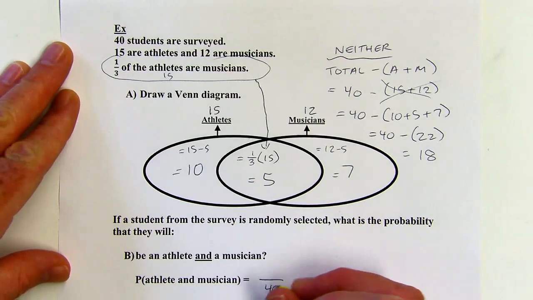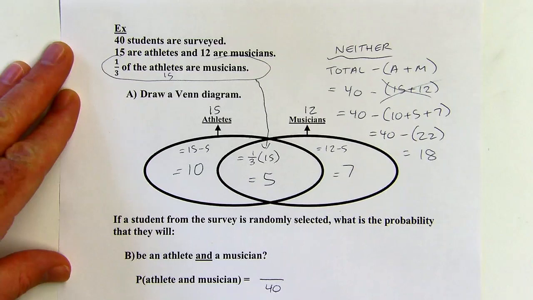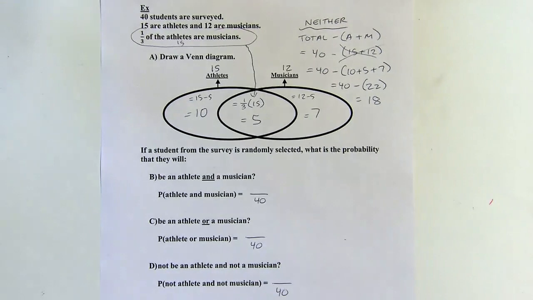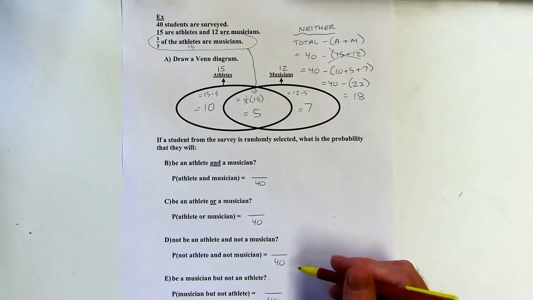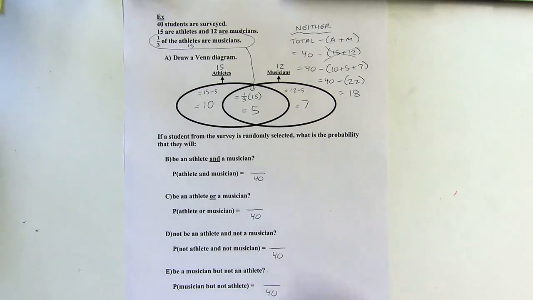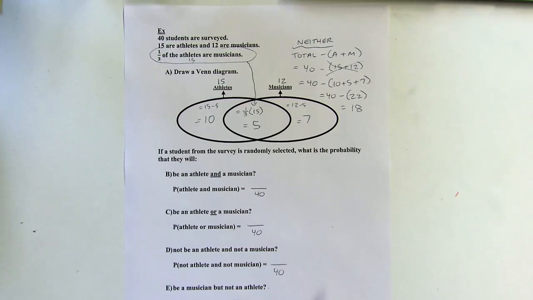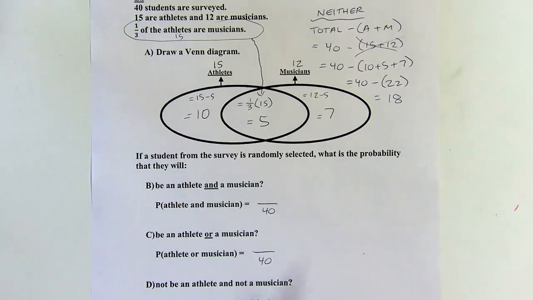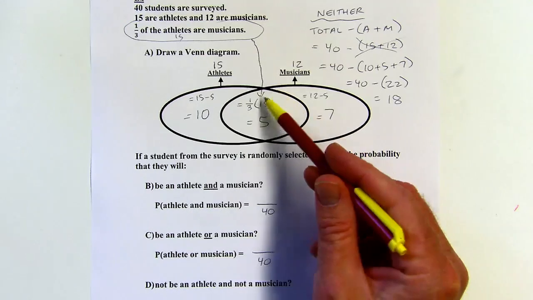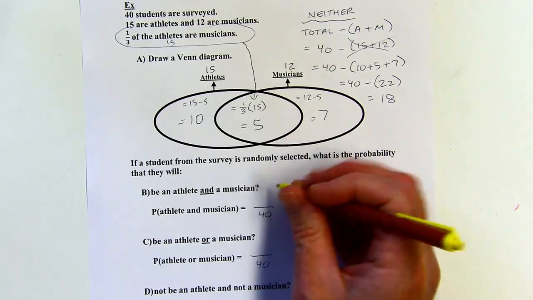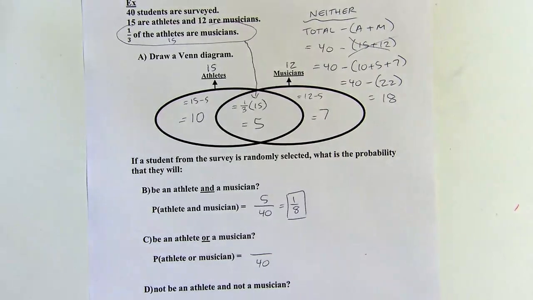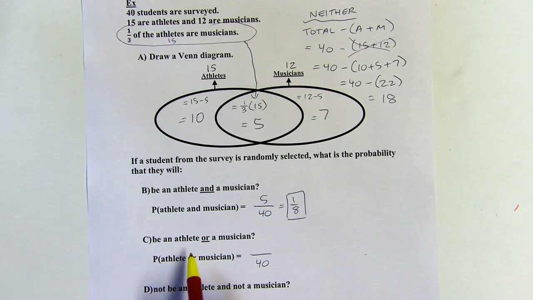So the total on all of these, since we're picking someone from the whole group of 40 students, it's going to be a number over 40 for all of these. So I just wrote those in. I was zoomed in too far, but total's 40 on all of these questions because that's how many total students we're dealing with. Okay, so we want what's the probability that there will be an athlete and a musician. Well, that's the crossover group. There's my athlete musicians. There's 5 out of the 40, so that would be 1/8 reduced if you divide it by 5. Okay, an athlete or a musician.